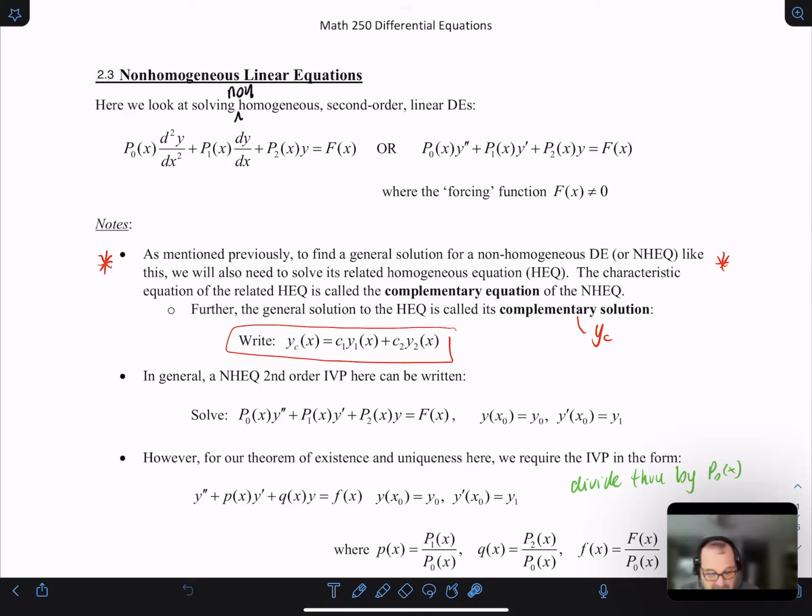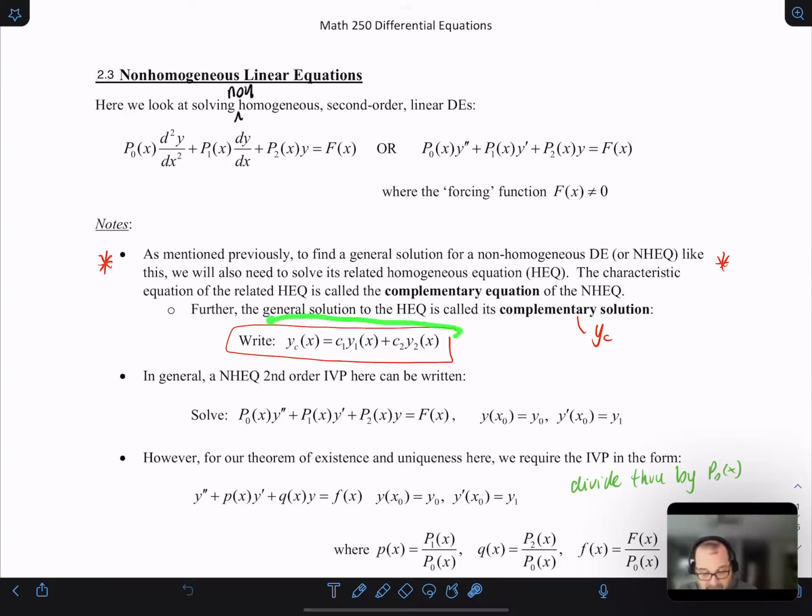There's some terminology here. When we are looking at a non-homogeneous equation, we will need the solution to the homogeneous equation, which, as we learned last time, comes from the characteristic equation of the homogeneous equation. The homogeneous equation I've also referred to as the associated homogeneous equation. The solution of that homogeneous equation is called the complementary solution of the NHEQ. That is some terminology we will see here as well. As shorthand, we denote it as y sub c.